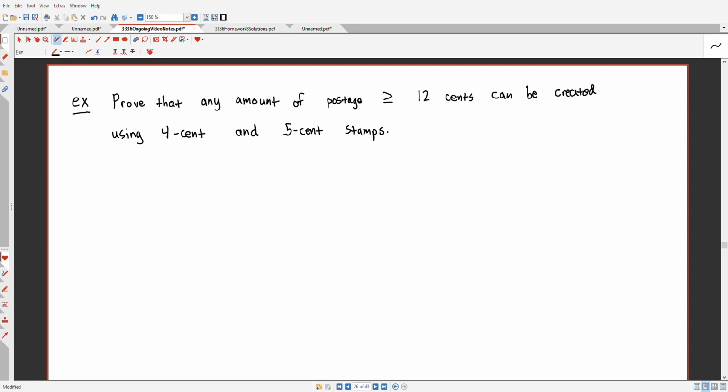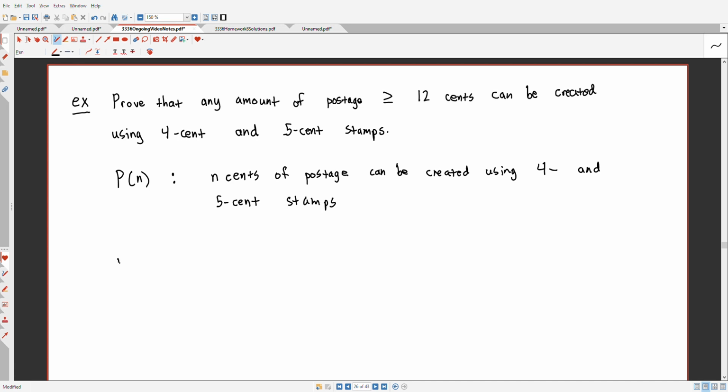So the statement, I'm going to say statement P of n is maybe the statement: n cents of postage can be created or obtained or achieved using 4 and 5-cent stamps. And then the claim we're looking at is that P of n is true for all values of n greater than or equal to 12.